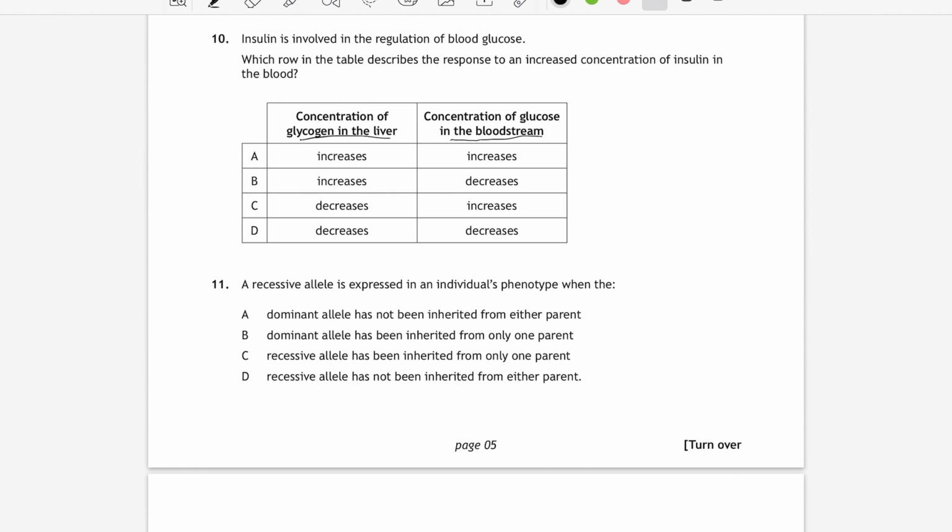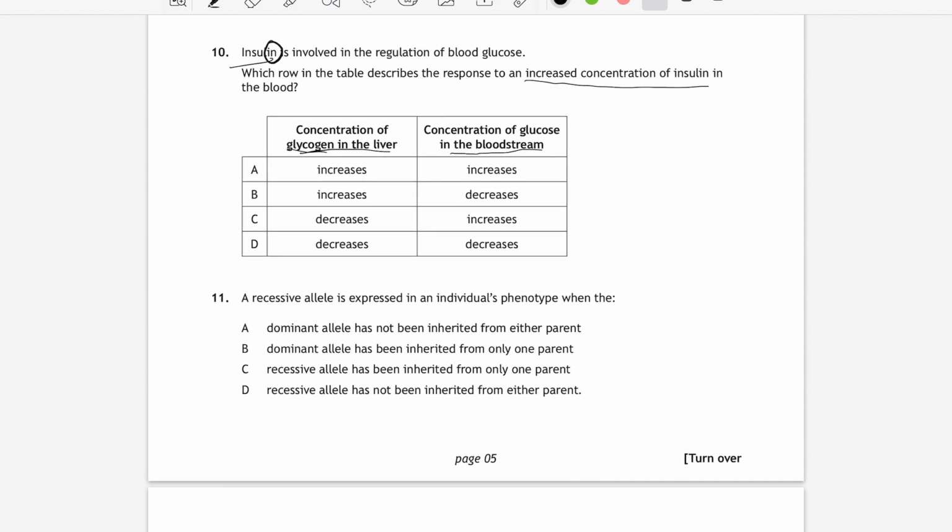Okay, so again, I'm out with my underlining. So insulin, okay, so we're talking about insulin. What's going to happen with insulin? Which row in the table describes the response to an increased concentration of insulin? Well, glycogen is the stored version of sugar, because insulin puts sugar into storage. So insulin in the liver should, well, if we're looking here, we've got options of increase and decrease, but it is going to increase, and concentration of glucose, because it's being stored, will decrease, which means our answer is going to be B.